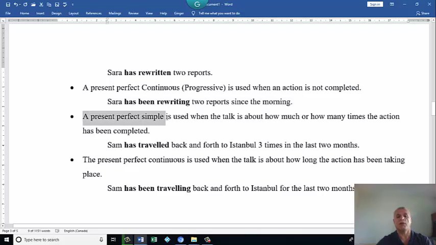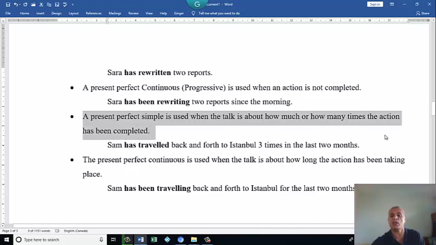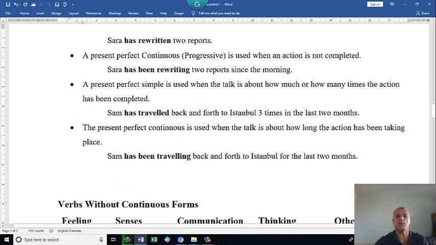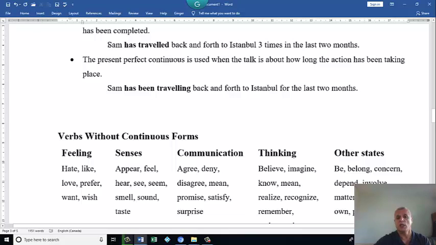The present perfect simple is used when the talk is about how much or how many times the action has been completed. For example, Sam has traveled back and forth to Istanbul 3 times in the last 2 months. I mean, the duration, the time the action happened.